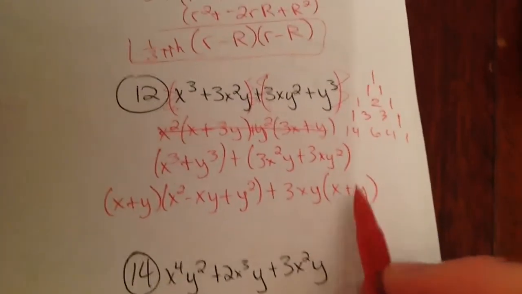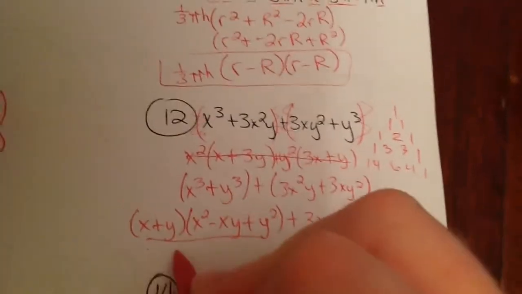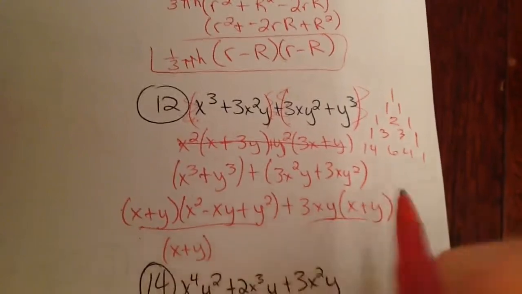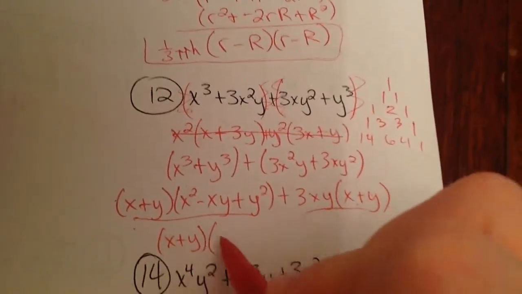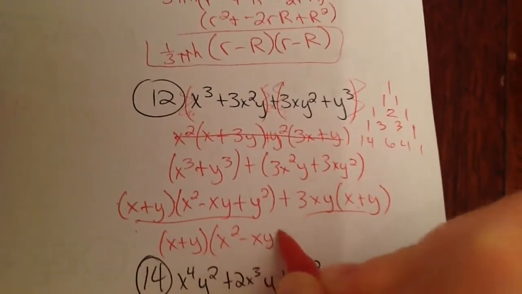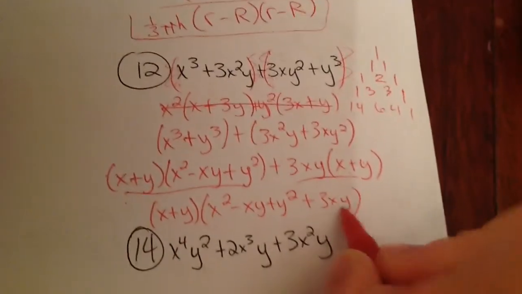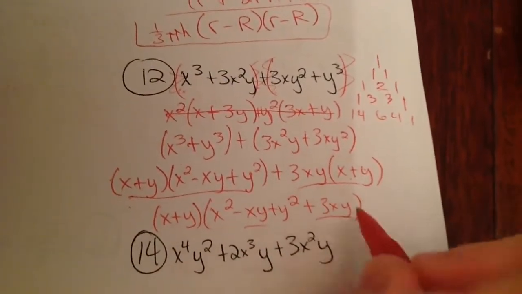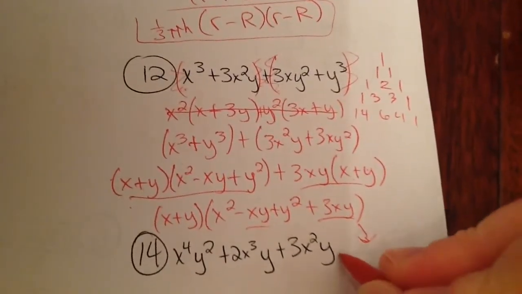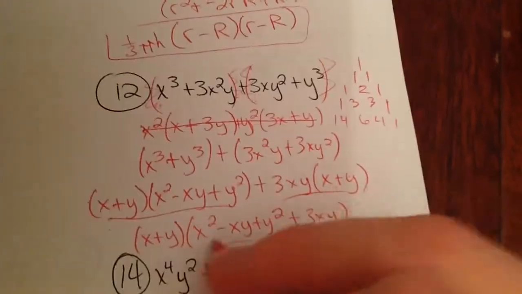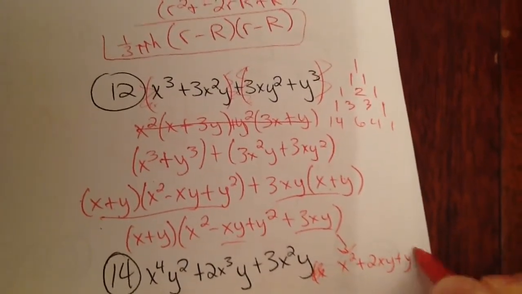And then you GCF it again, because both these terms have an x plus y in common. So you get x plus y times, so you pull that out, and you're left with x squared minus xy plus y squared plus 3xy. Then if you combine like terms, you get, the x plus y is still chilling out front, I'm not going to mess with that, but you get x squared plus 2xy plus y squared.